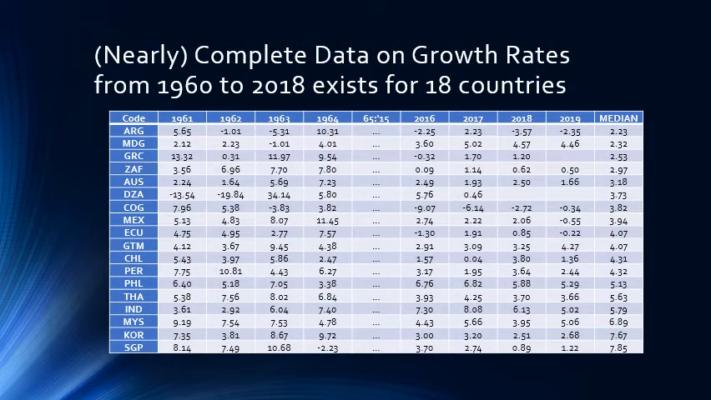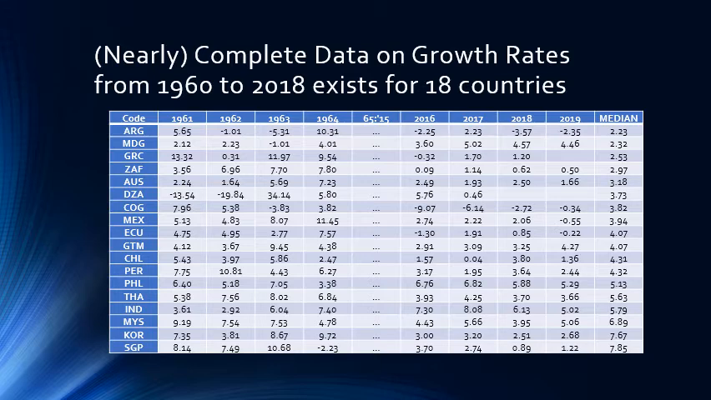In the WDI dataset, the World Bank dataset on growth rates, it is a bit surprising that the complete data from 1960 to 2018 exists for only about 18 countries. This is surprising because data on GNP exists for nearly all countries for nearly all time periods. And from this GNP data, one can easily calculate the growth rate.